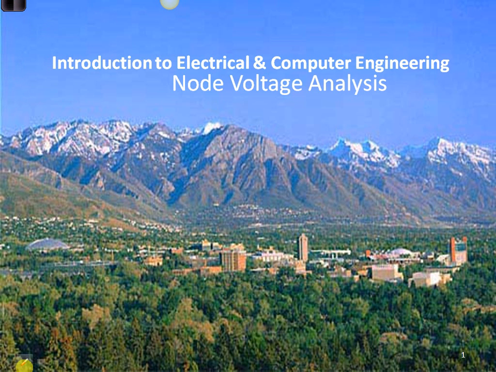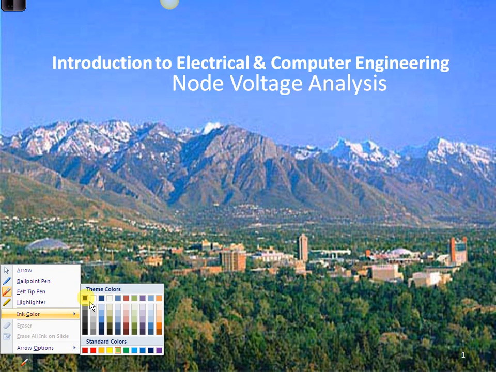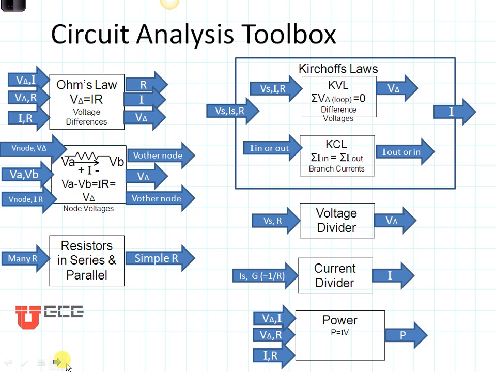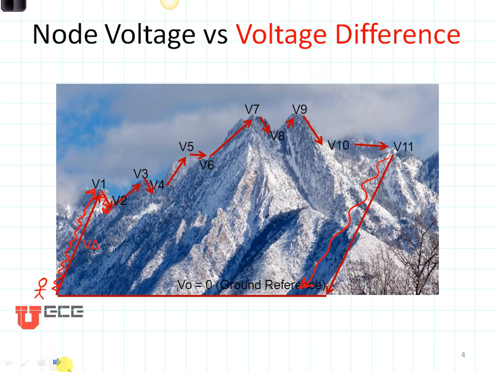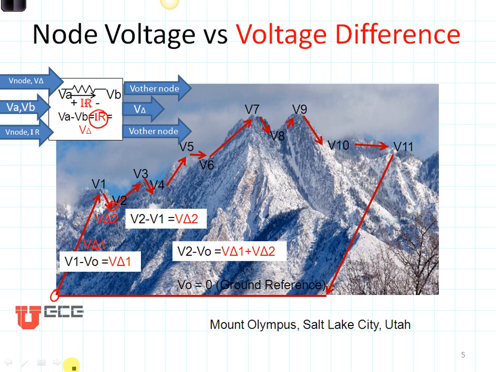Now I'd just like to do a quick recap on what we did here in this lecture on node voltages. We began with a circuit analysis toolbox, and we used two of these analysis techniques to derive the node voltage method. We considered the difference between node voltage and voltage difference. The voltage difference was the hike up the hill, and the node voltage was the vantage point that we arrived at. We considered this method that we've used to calculate node voltages before, and then we're going to use the VA minus VB equals IR form in future work.